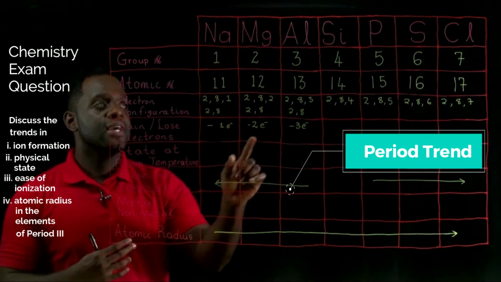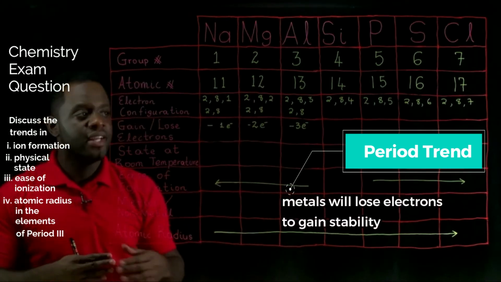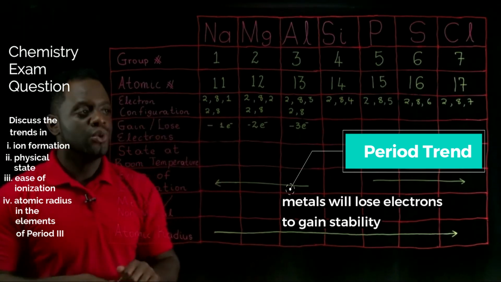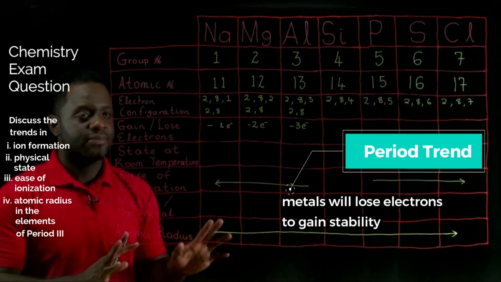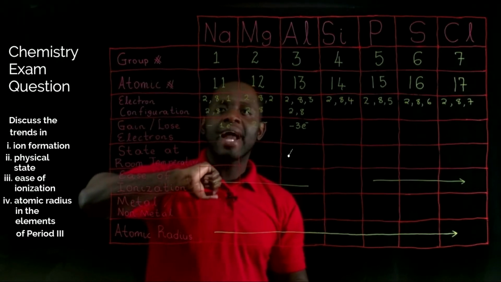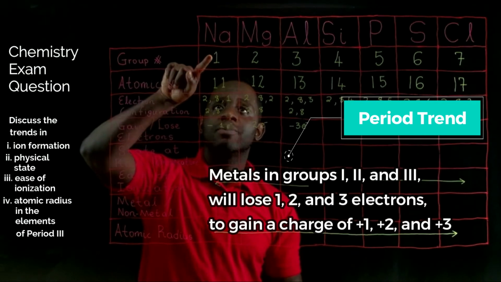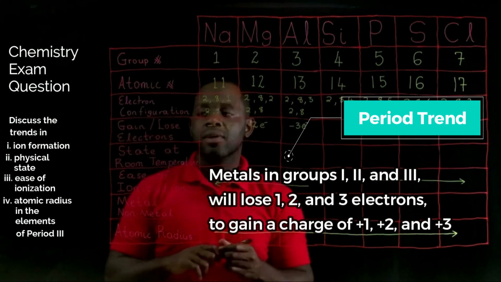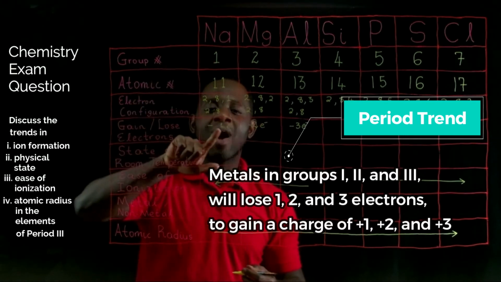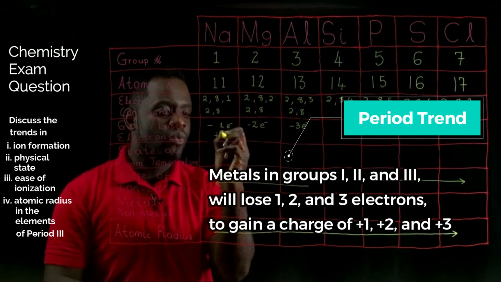and we're seeing here that the metals are losing electrons to obtain an electron configuration that is closest to its noble gas. So there's another trend that we need to identify, and that is the electrons lost for metals also corresponds to the group number. So sodium in group 1 will lose 1 electron, thereby obtaining a charge of +1.